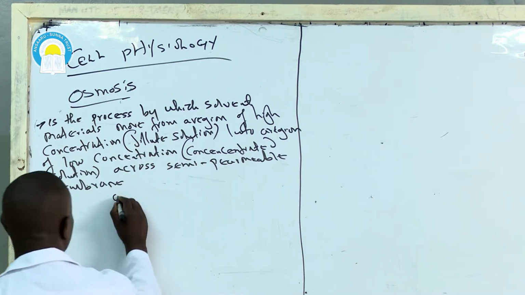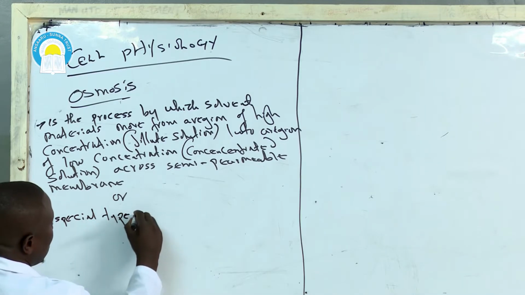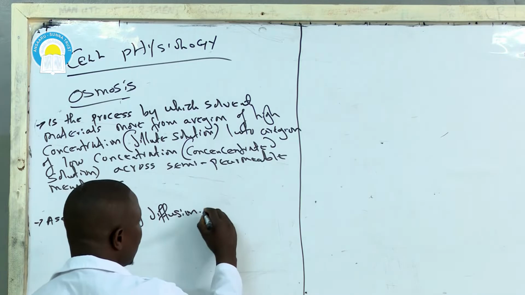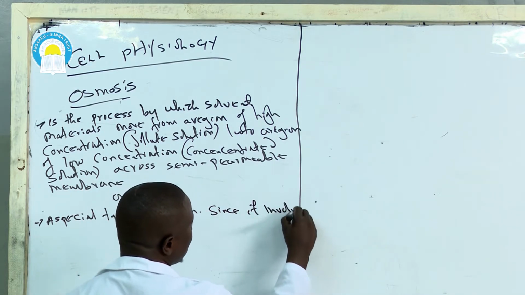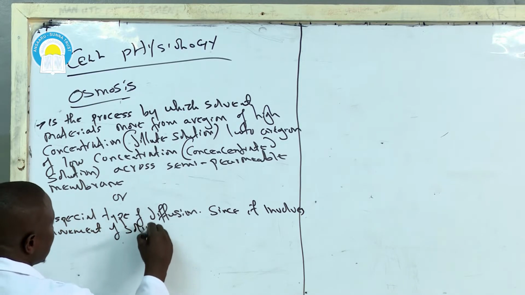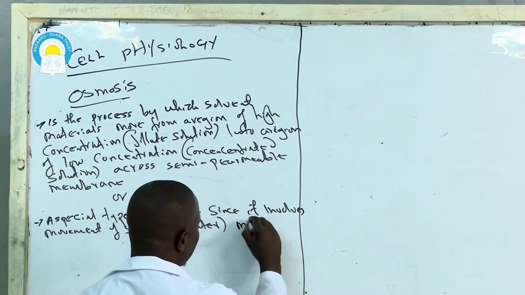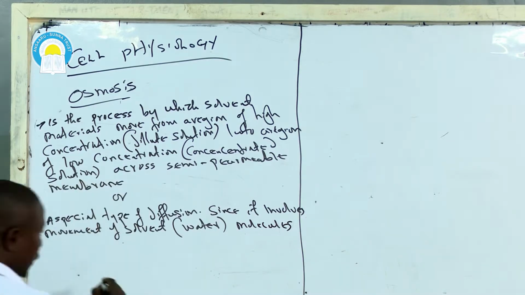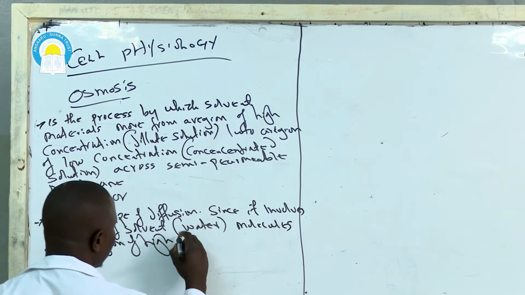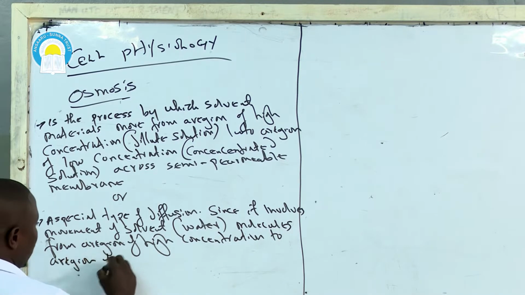Another definition of osmosis is a special type of diffusion, since it involves movement of solvent, for example water molecules, from a region of high concentration to a region of low concentration.